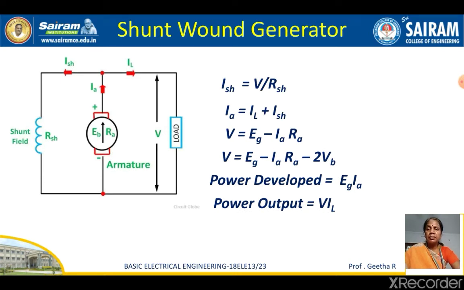Next one, shunt wound. In the previous case you have seen that the winding is kept separately, so it is separately excited. Under the case of self-excited, you have the series wound, shunt wound and compound wound. In the shunt wound, the field winding, the shunt field, is connected across the armature, in parallel with the armature, or you can say shunted across the armature. So it is called as shunt wound. So the current through the armature is nothing but the armature current. It is the terminal voltage you have.